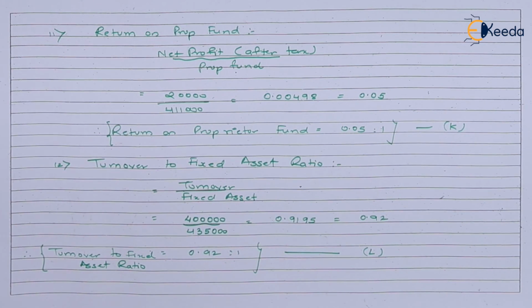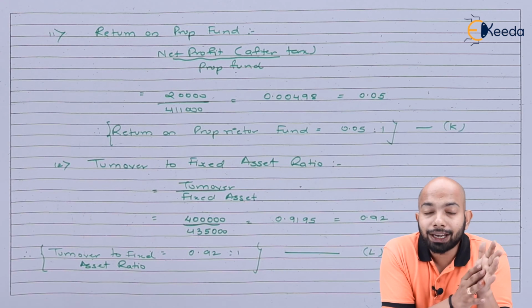So with this, we mark the closure of this specific sum. I hope you have understood all the financial ratios that can be dealt with in this specific illustration.